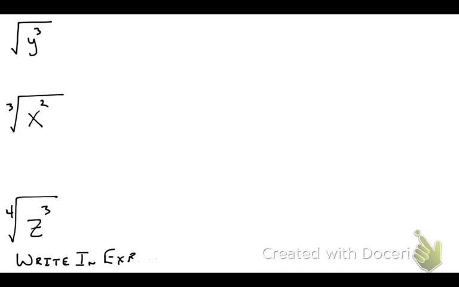In these three problems, we're being asked to write them in exponential form. So in the first, we have the square root of y cubed. Well, our base is y. So one way to write this would be as y cubed to the 1/2 power. But by power to a power, this is just y to the 3/2 power.